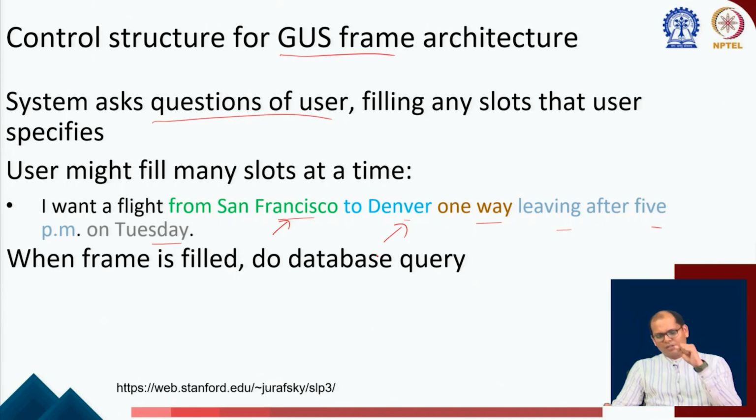So once your frame is completely filled, what would you do? You have to retrieve what is the flight that matches this query. So that's why you will do a database query. The idea is that you have a real-time database where you know what are the particular flights that actually satisfy this particular constraint. Otherwise, you will respond with, oh, there are no flights that match your request, right? Then the user will try to relax some of the constraints, and you will again do another database query.